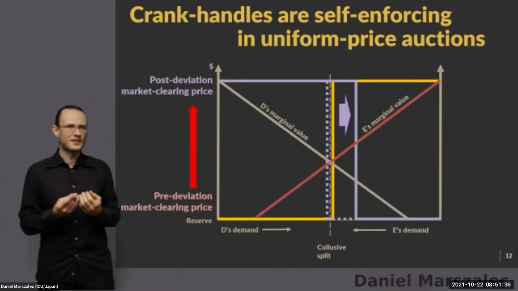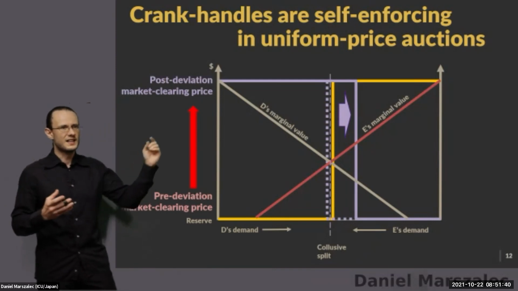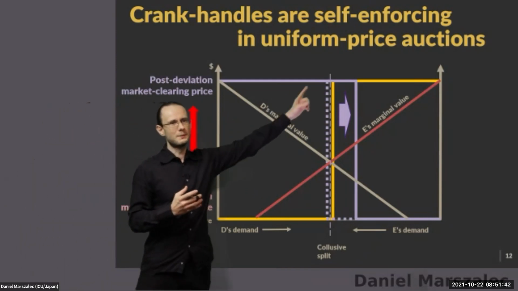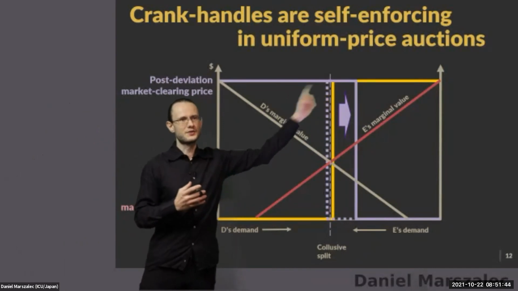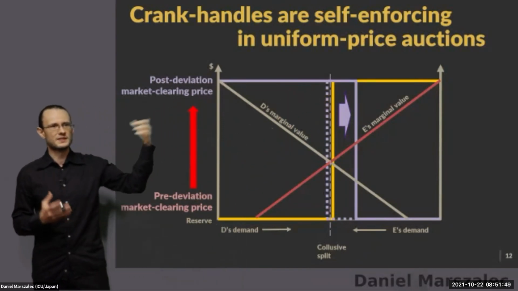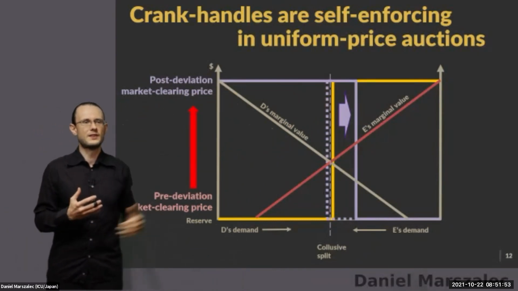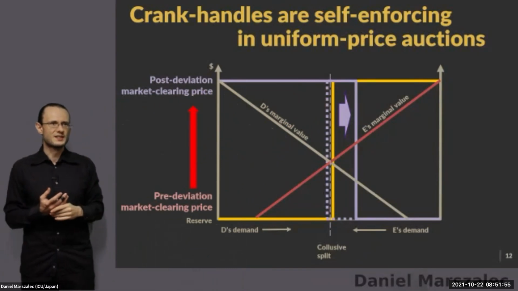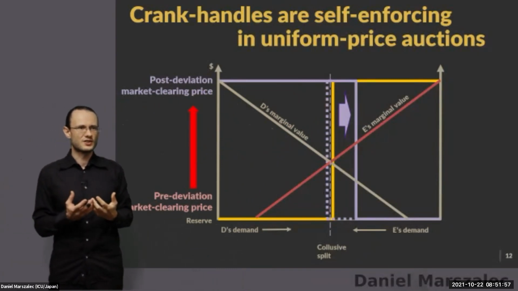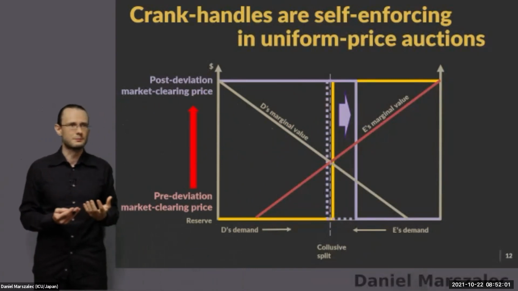So the only other potential feasible deviation for bidder D here is to win more units. But to win more units, they need to crowd out some of these expensive marginal units of bidder E, and that pushes up the post-deviation market clearing price and makes it very loss-making for both of the players. So in fact, in a uniform price auction, even in a one-shot game, crank handle collusion is sustainable.